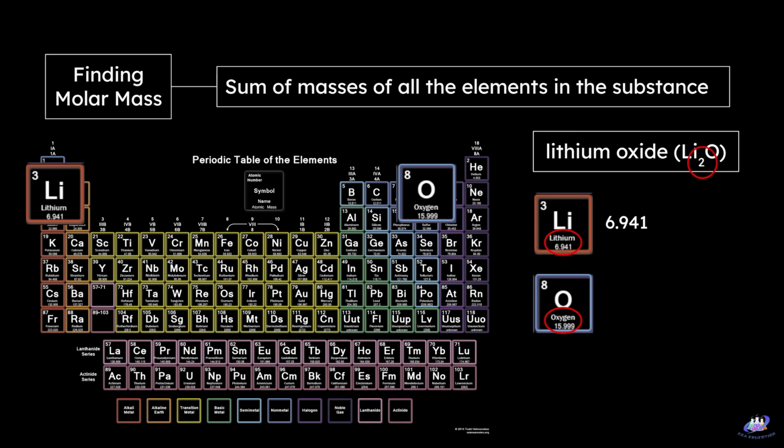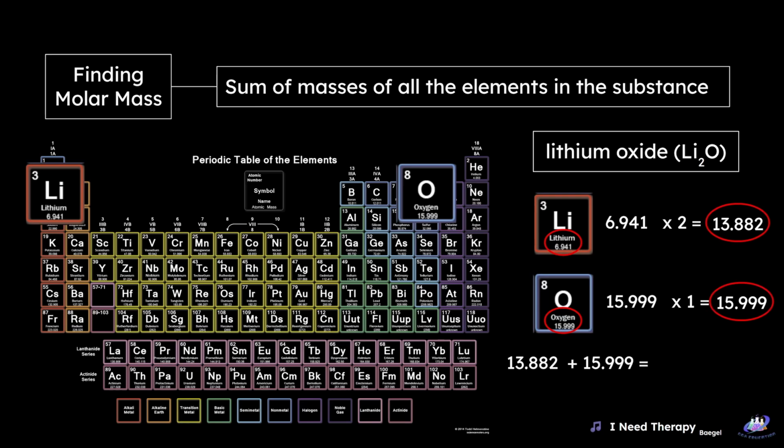But you need to be careful. We should notice that the chemical formula for lithium oxide contains 2 lithium atoms per 1 oxygen atom. So we need to multiply the atomic mass of lithium by 2. Our oxygen, well, we only have 1 atom, so we would just multiply this by 1, which you don't even really need to do. And now to find the molar mass of lithium oxide, we just want to add these together. 13.88 plus 15.99 gives us 29.88 grams per 1 mole.